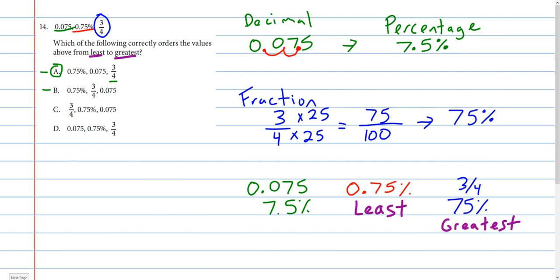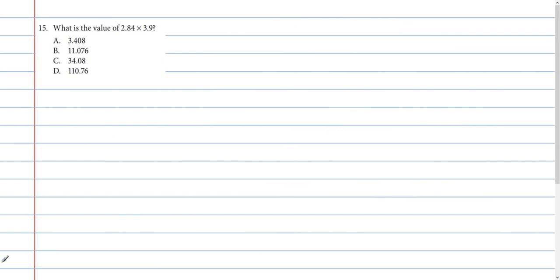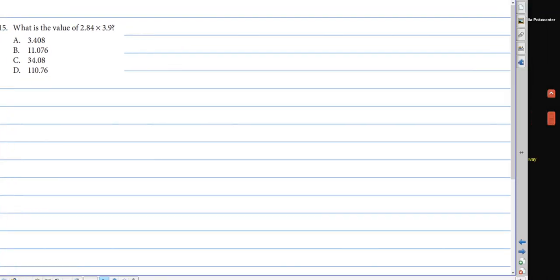All right, moving on, let's look at 15. Now 15 we can do a few ways. We can use some approximation skills, and that's what I'm going to do first. I noticed that the answer choices are very far apart: 3.84 or 3.804, 11, 34, and 110. The answer choices are quite a distance from each other.